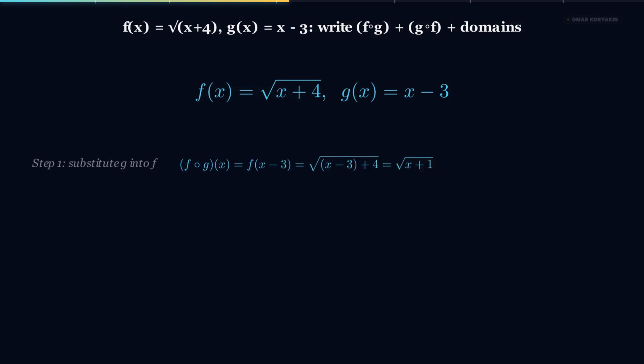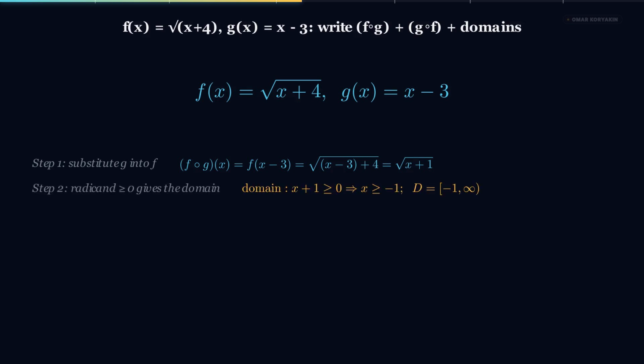Step 1. Write f composed with g of x. Substitute g of x equals x minus 3 into f's rule. F of g of x equals the square root of the quantity g of x plus 4 equals the square root of the quantity x minus 3 plus 4 equals the square root of x plus 1. So f composed with g of x equals the square root of x plus 1.